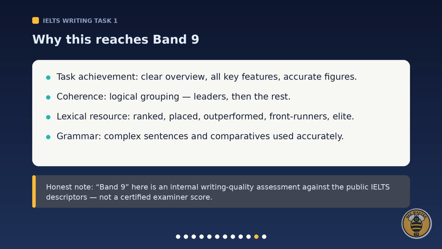Why does this reach band 9? Task achievement. A clear overview, all the key features, and accurate figures. Coherence. A logical grouping, the leaders first, then the rest. Lexical resource. Precise words like ranked, placed, outperformed and frontrunners. And grammar. Complex sentences and comparatives used accurately.